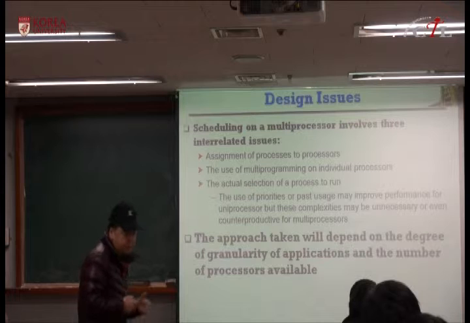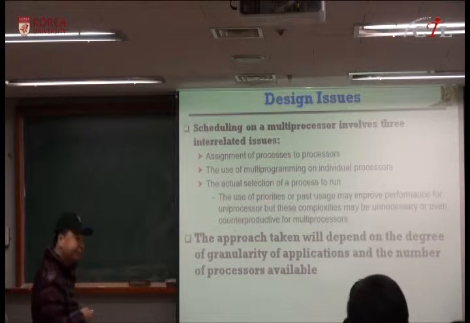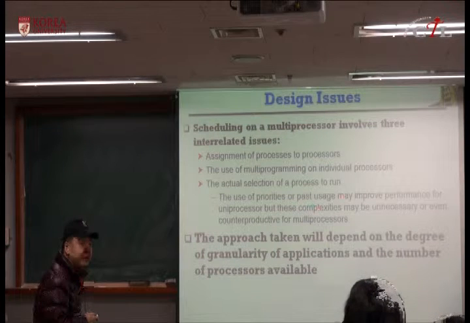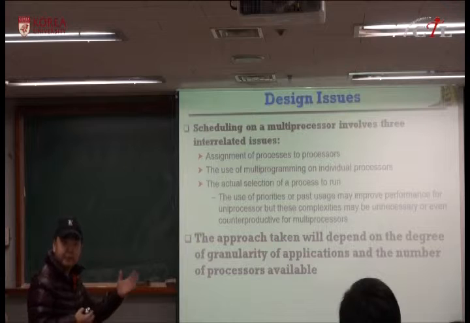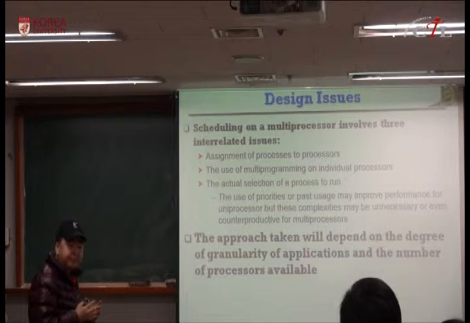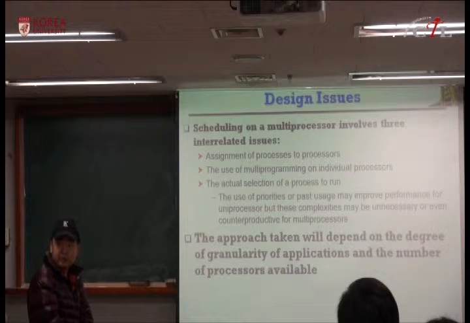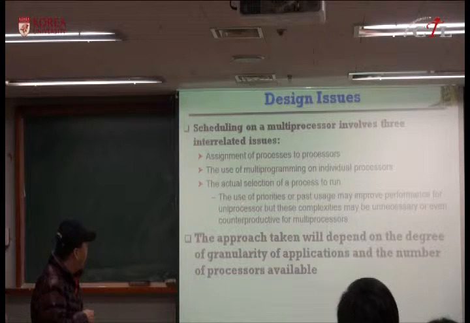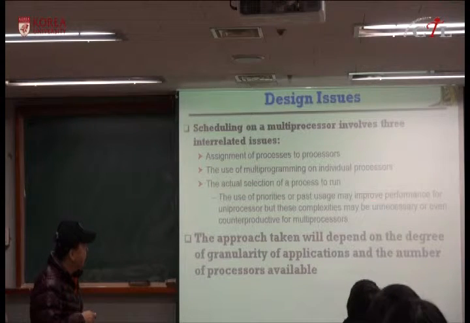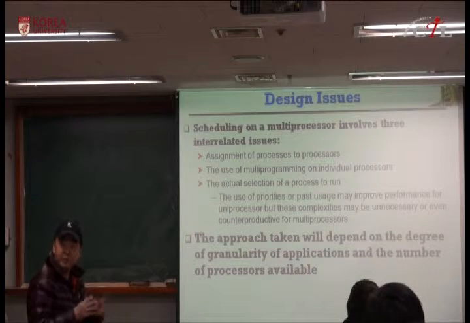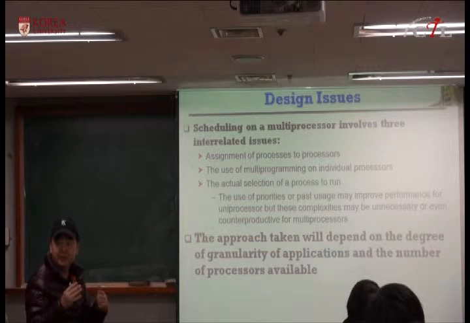And we have looked at different scheduling algorithms. We sometimes use priority, or we use past usage, such as feedback scheduling. If some process is using CPU for a long time, then it will move to the lower priority queue to give more favor to I/O bound jobs, right? But this kind of priority or past usage may improve performance for uniprocessor, but this kind of complex scheduling may not be as effective as in uniprocessor for multiprocessor environment. And sometimes this complexity may be unnecessary or even counterproductive for multiprocessors. You don't need that kind of complex scheduling because there is not much difference.